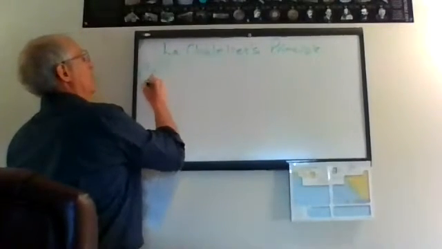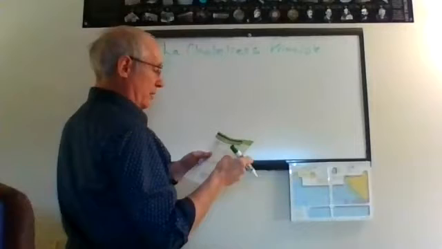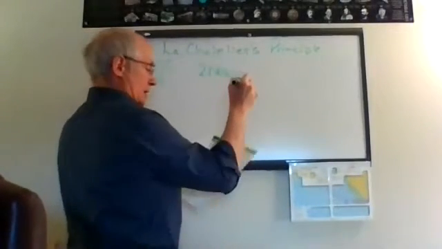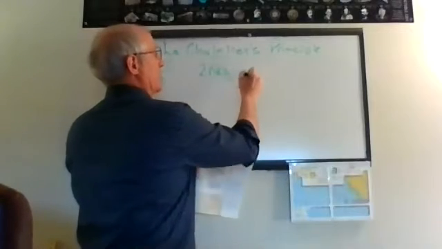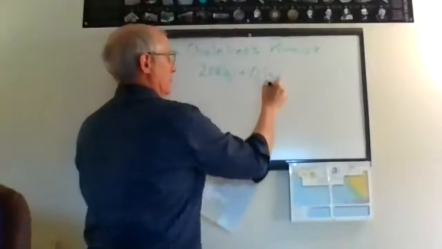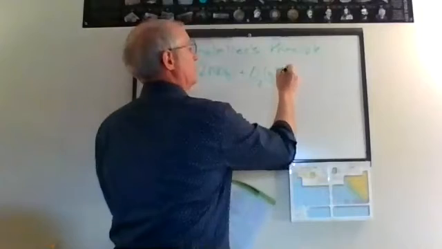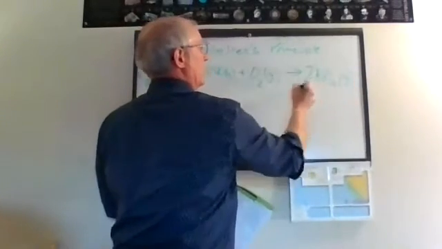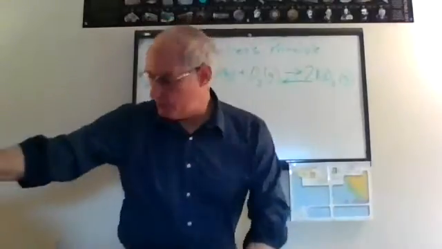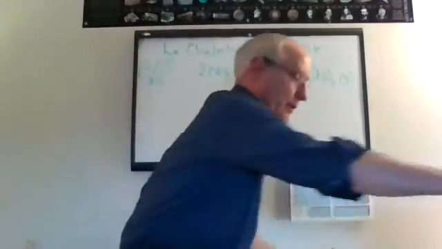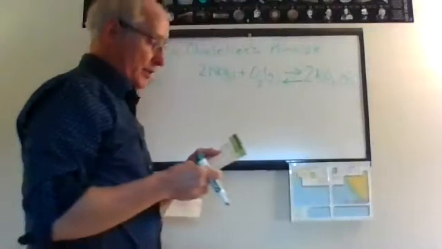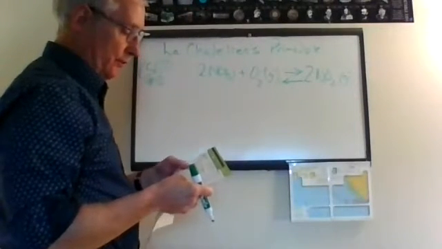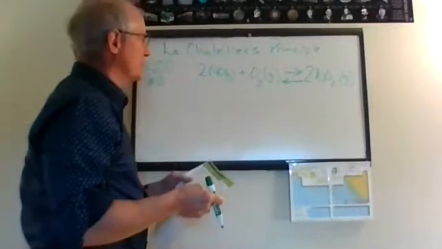Number 8 on page 589. We got an equation, 2NO, and that's a gas, plus oxygen gas, yields 2NO2 gas, and it's in equilibrium, so it's reversible. It says, predict whether each of the following pressure changes would favor the forward or the reverse reaction.